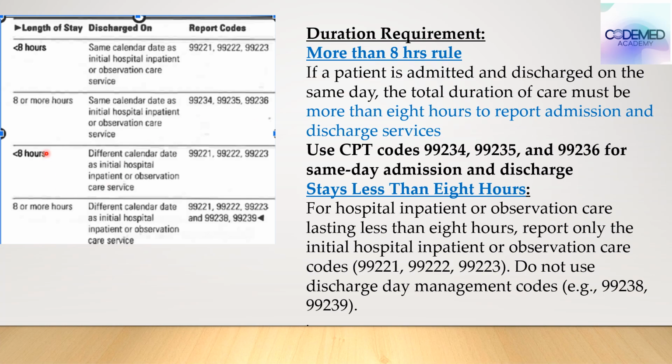Again, the stay less than 8 hours, different calendar date, we will write this code. That is 99221, 222 and 223. Stay 8 or more hours, the different calendar date, then we are writing this code. So this is a very, very important table. Pay attention, go through this, and go through this particular thing again.